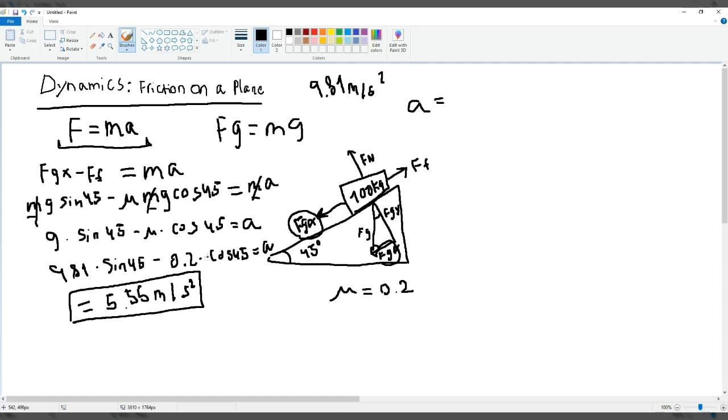And I actually forgot to multiply it by the gravity, which is 9.81 right here. Yep, just gravity over here.